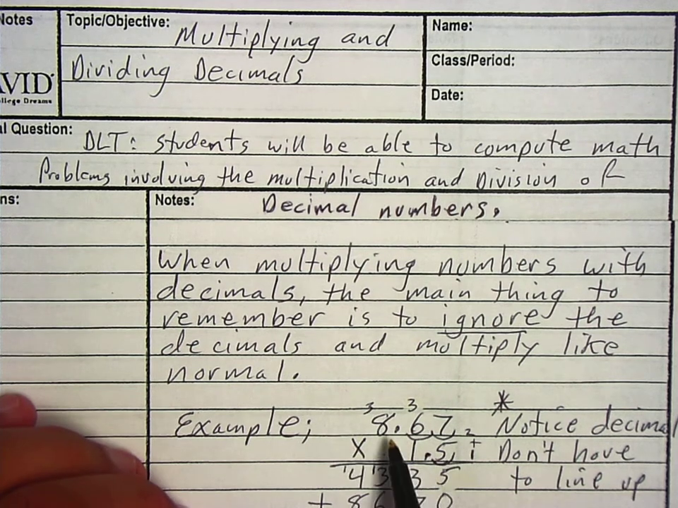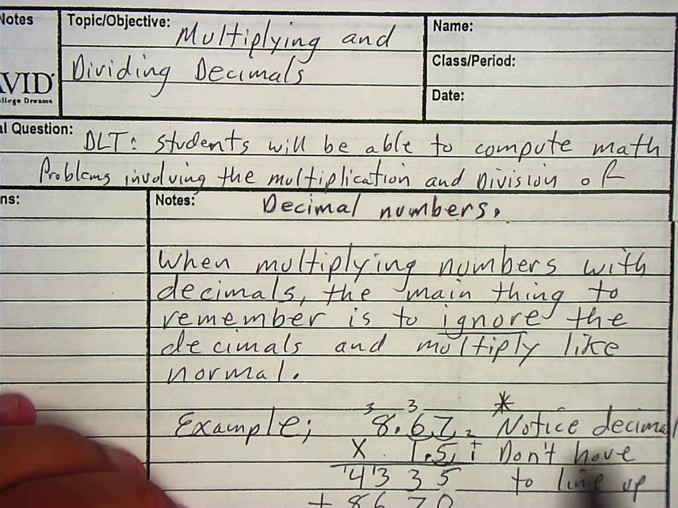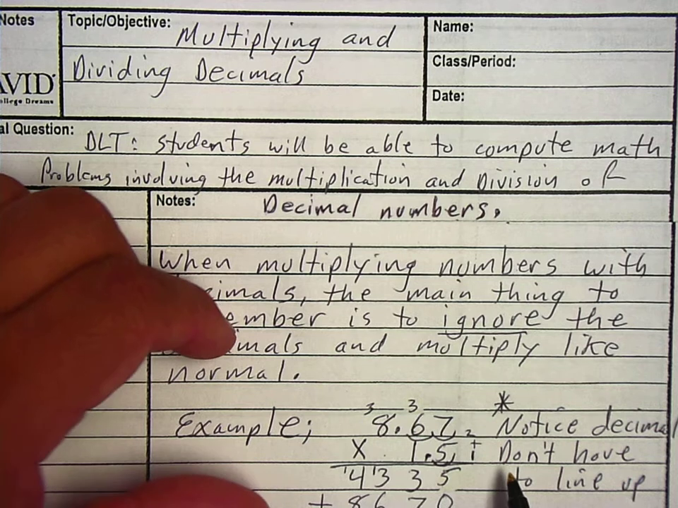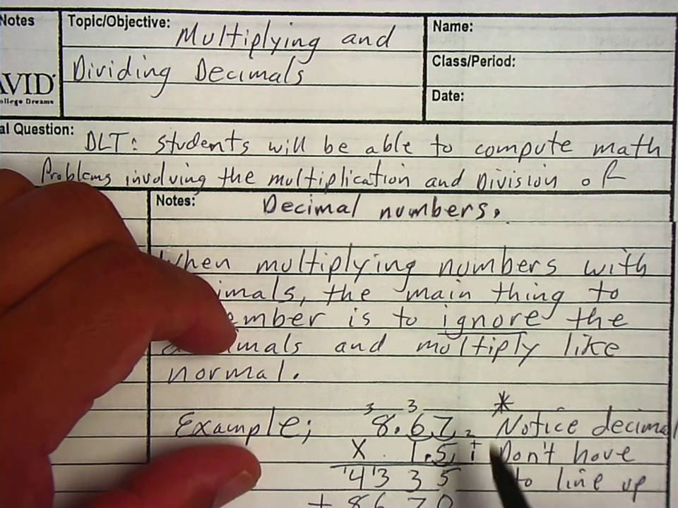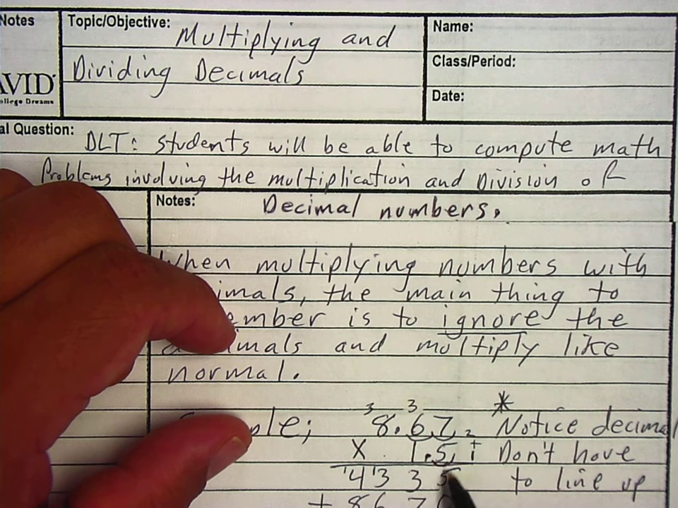Example, I've got here 8 and 67 hundredths times 1 and 5 tenths. Notice that the decimals don't have to line up. So I'm going to ignore the decimals and multiply like normal. As you usually do, start with the first number on the right: 5 times 7 is 35. So we write the 5 here and we're carrying a 3.